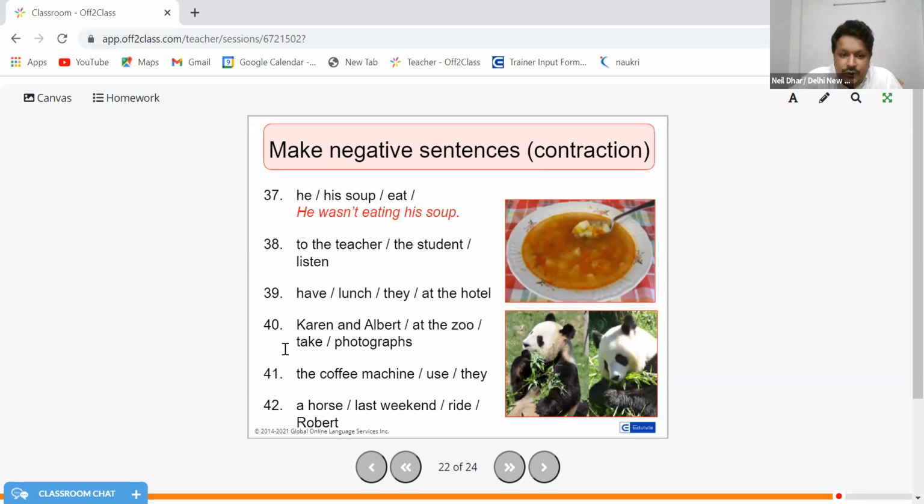He wasn't eating his soup. So this is an activity for you. We need to make negative sentences. Number 38, the student wasn't listening to the teacher. 39, they weren't having lunch at the hotel. 40, Karen and Albert were taking photographs. I'm sorry, Karen and Albert weren't taking photographs at the zoo. 41, they weren't using the coffee machine. 42, Robert wasn't riding a horse last weekend.